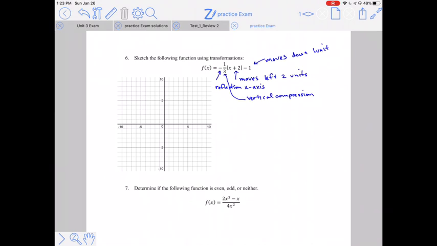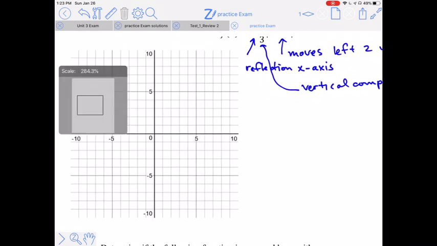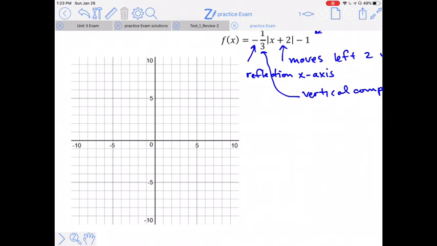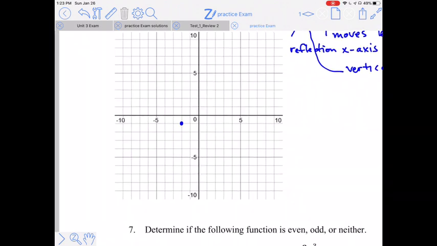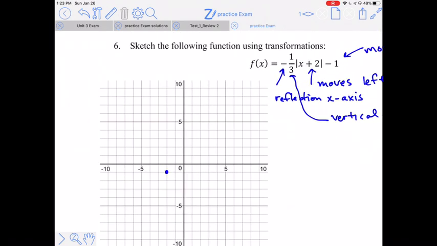So first thing is to locate that vertex. Like I said, normally in these functions, the vertex is here at 0, 0, but it's been moved to the left 2 units, and then down 1 unit. So there's a vertex, and we know that it's going to be facing upside down rather than right side up because of this minus sign. Flips it upside down, that's reflecting over the x-axis. But also, that 1/3 in front is going to change the shape. It's going to make it a little steeper.